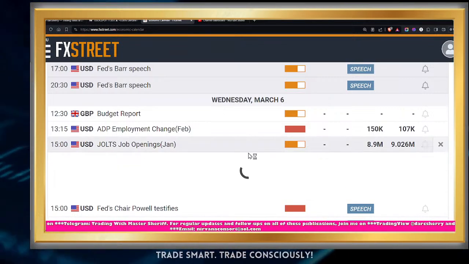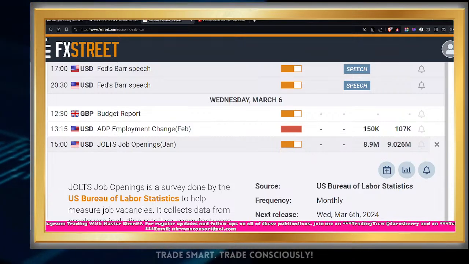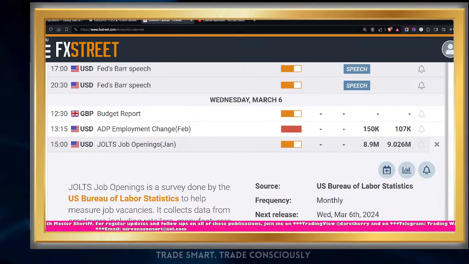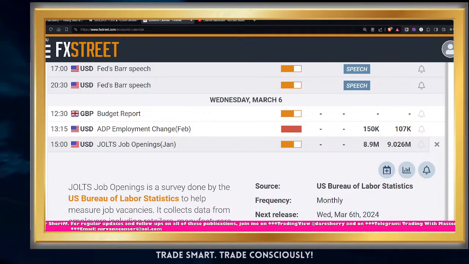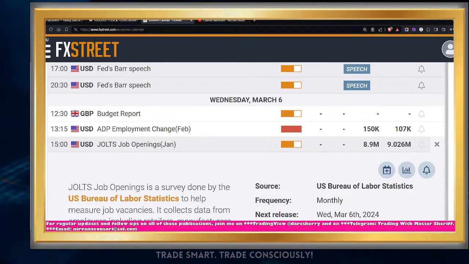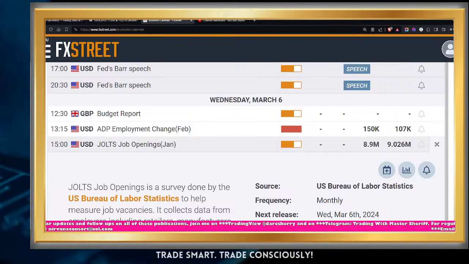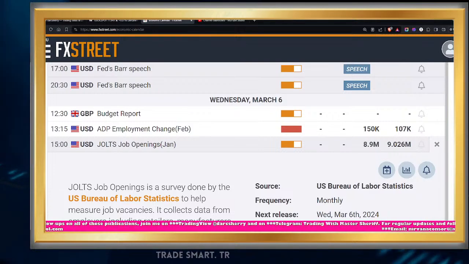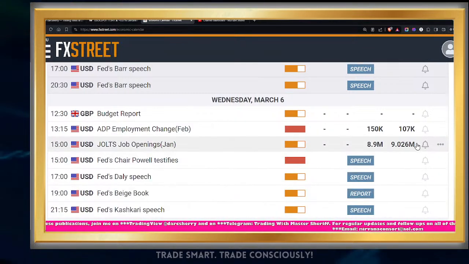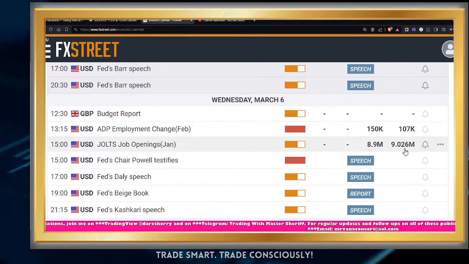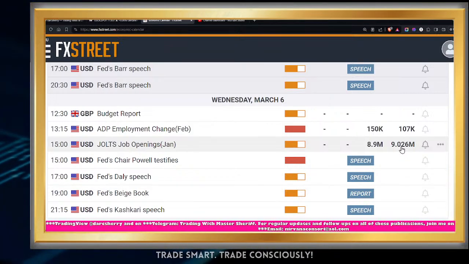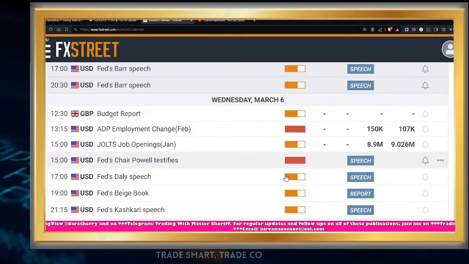Then we are going to be looking at the JOLTS job openings, which is also an indicator of the labor sector, usually released by the US Bureau of Labor Statistics, and it helps us to measure job vacancies. Now, the higher it is, the better for the economy, and the lower it is, the less better, let me put it that way, for the economy. So for the previous month we are looking at 9.026 million, and economists are projecting 8.9 million. So it's a little bit lower than the previous month.